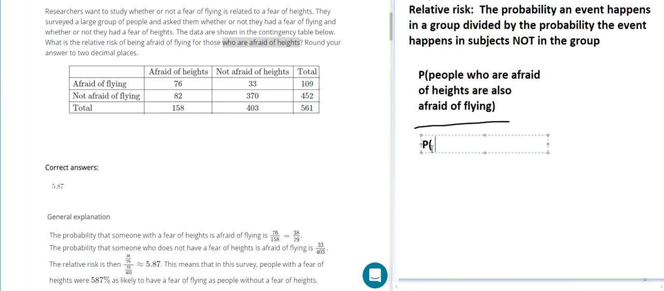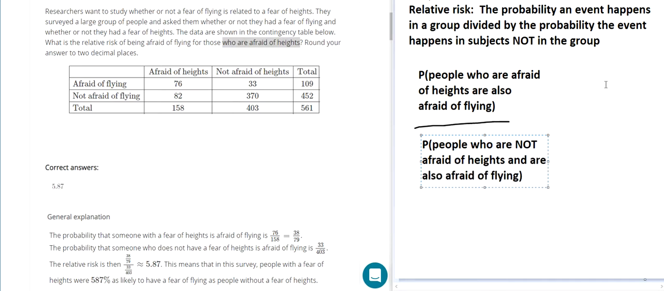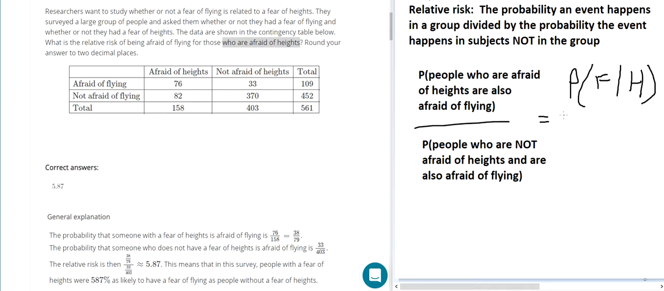by the probability of people who are not afraid of heights and are also afraid of flying. In other words, you might have seen this in the course. Let's say F is being afraid of flights and H is being afraid of heights. This is the probability of being afraid of flights given that a person is afraid of heights. Okay, and then this event down here is the probability of being afraid of flights given that somebody is not afraid of heights.